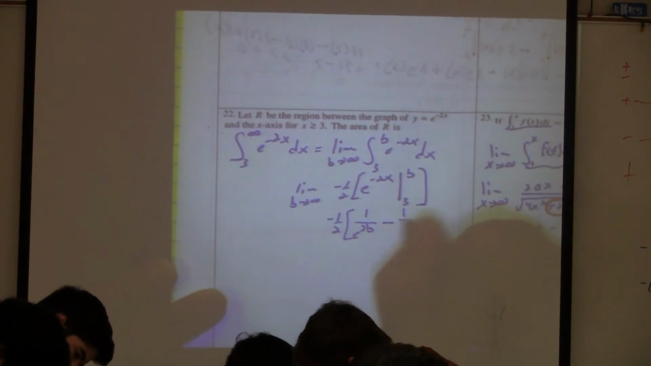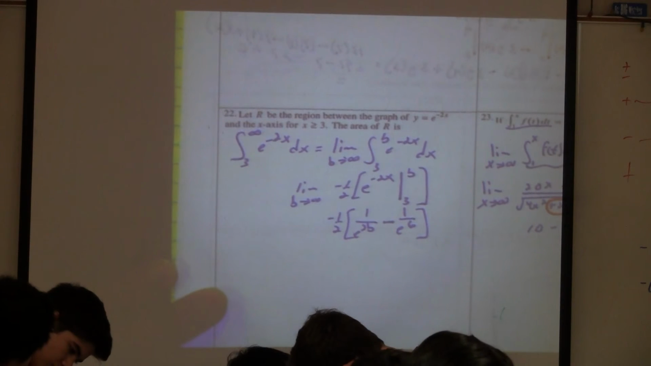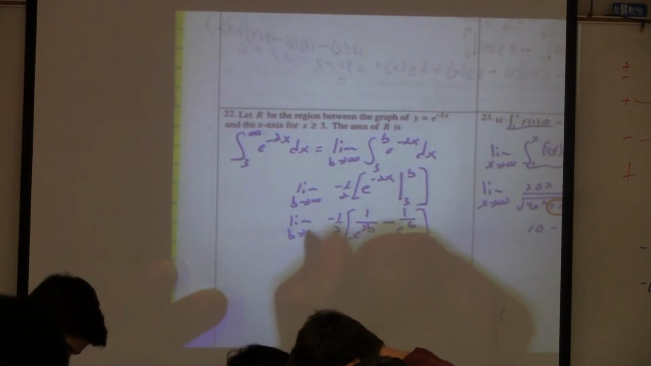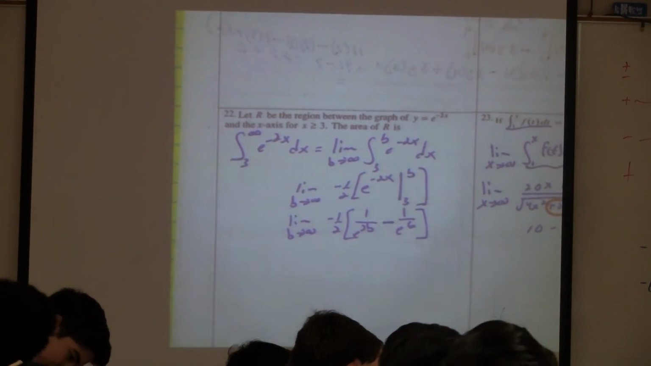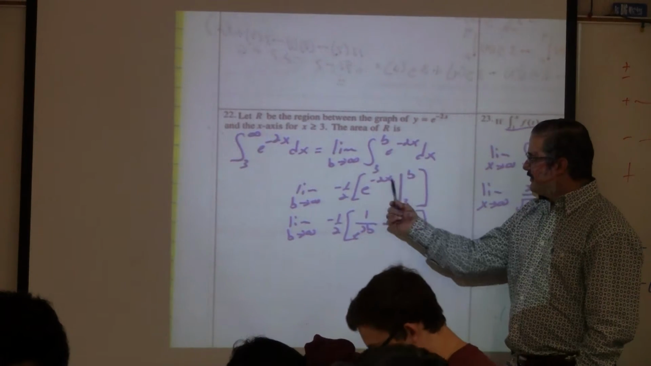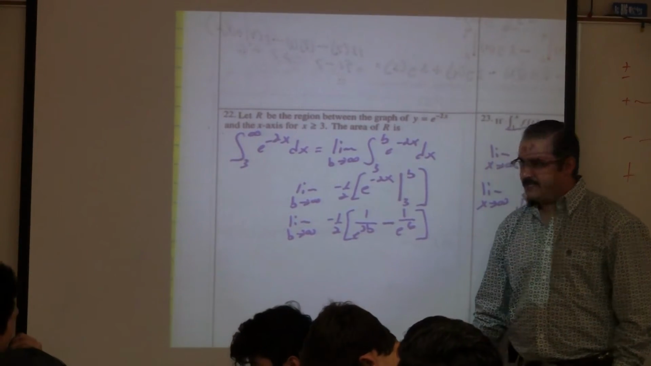minus 1 over e to the what? 6. Do you know how we got 6? 3 times 2, right? Negative 6, it goes down.